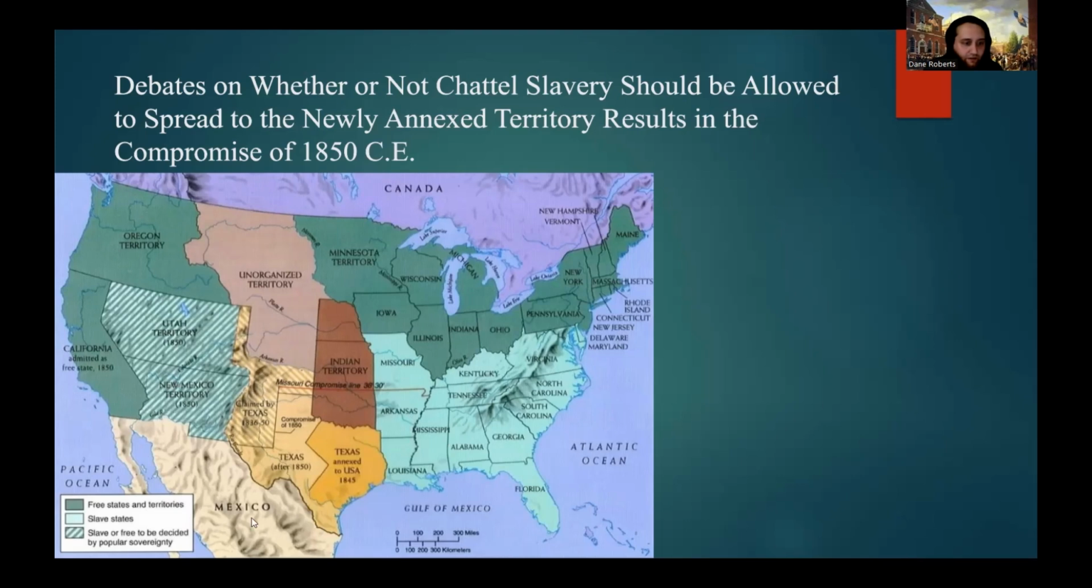green were slave states, the Oregon Territory and the state of California were free states and territories, and then the territories of Utah, New Mexico, and the territory claimed by the state of Texas, here with the little striped lines, were allowed to decide whether they were slave or free territories by popular sovereignty.